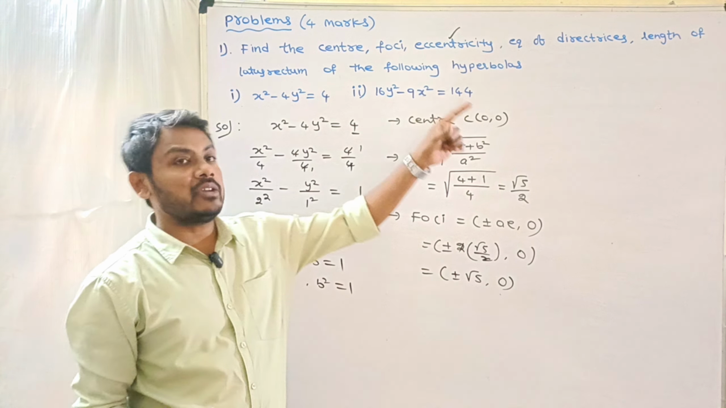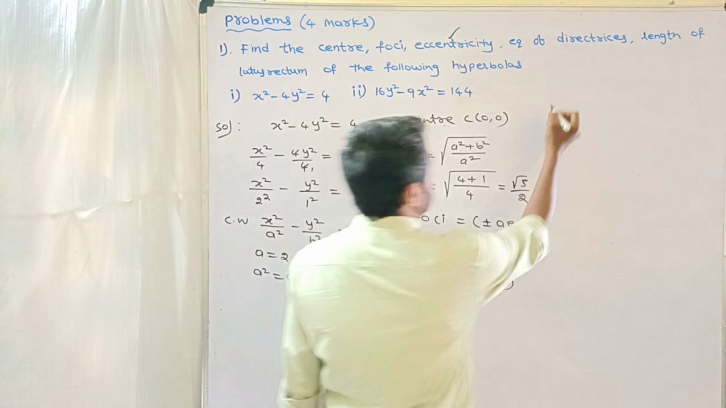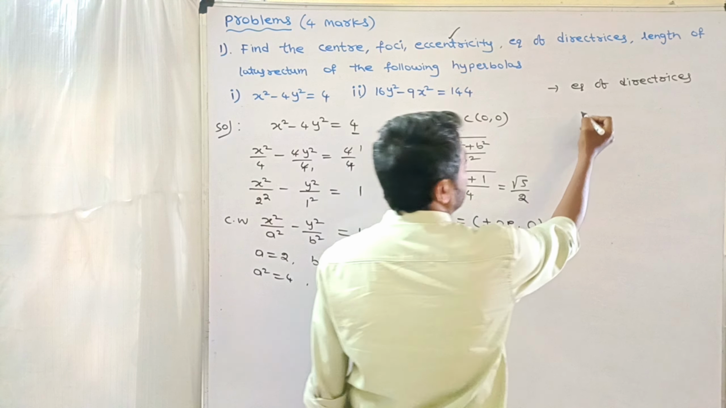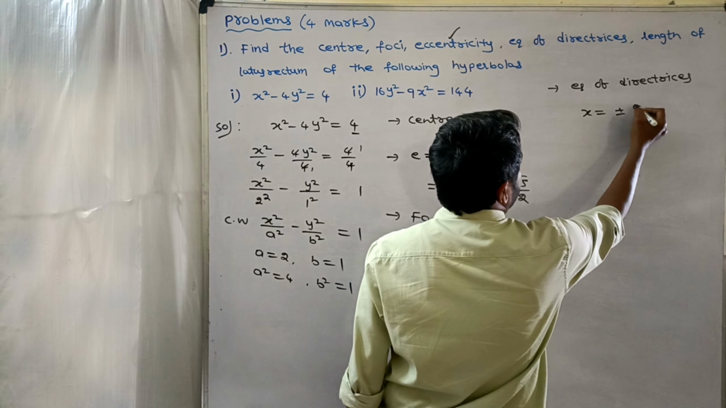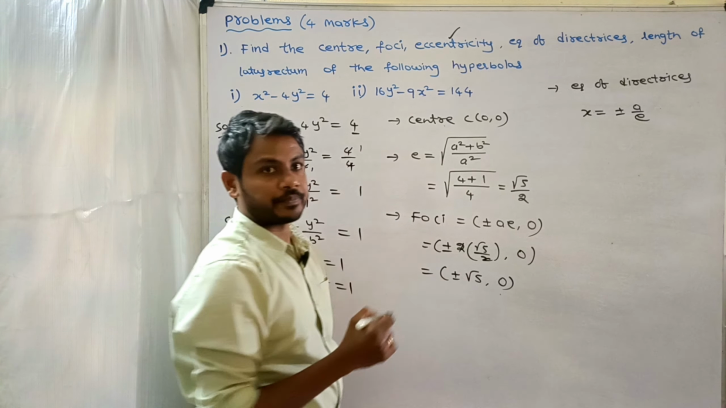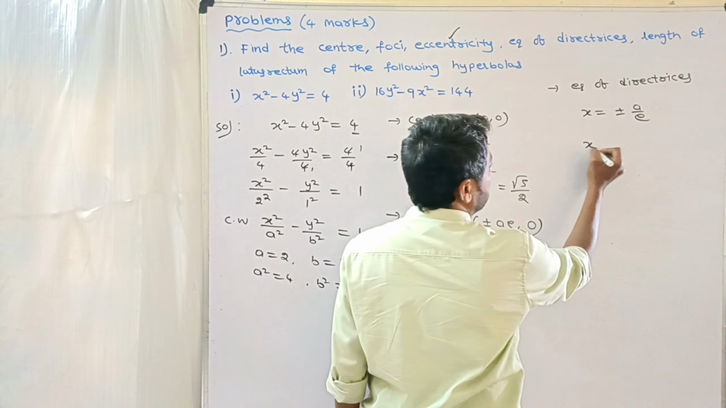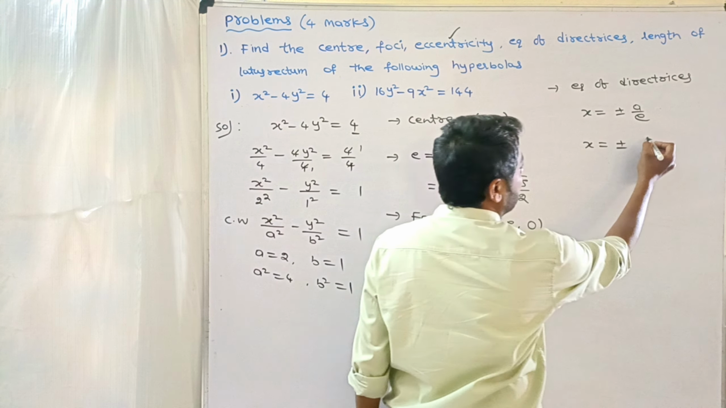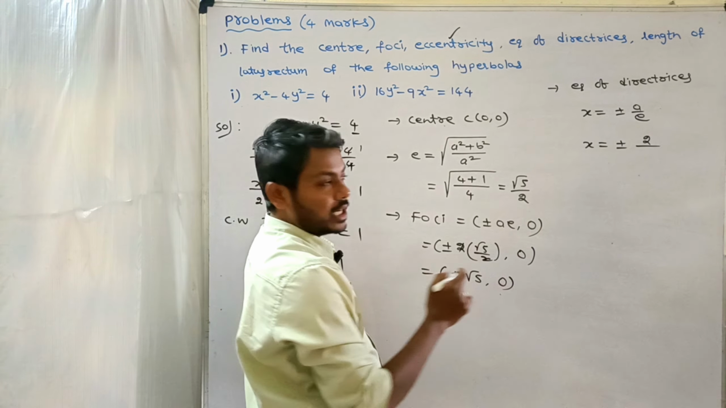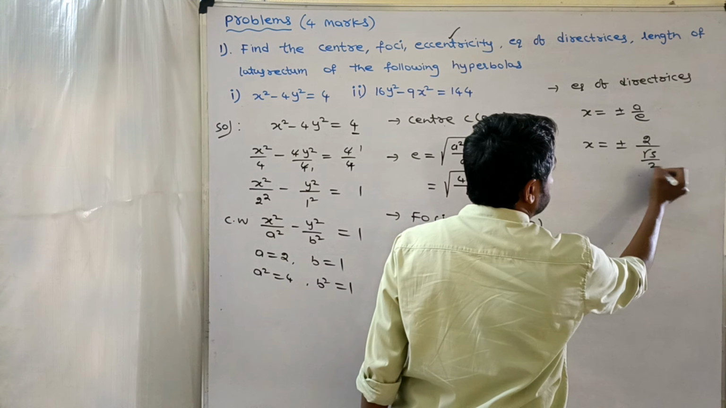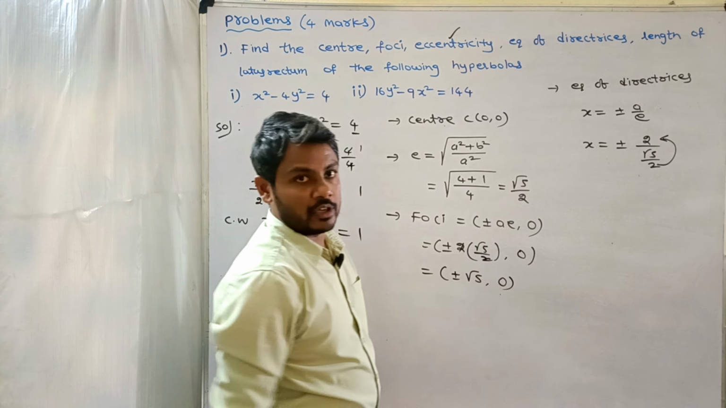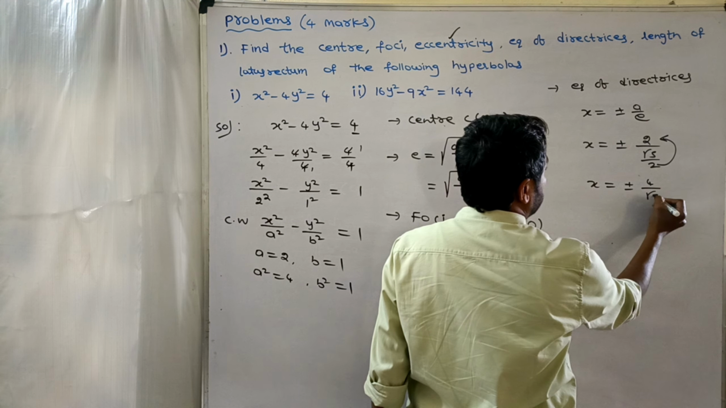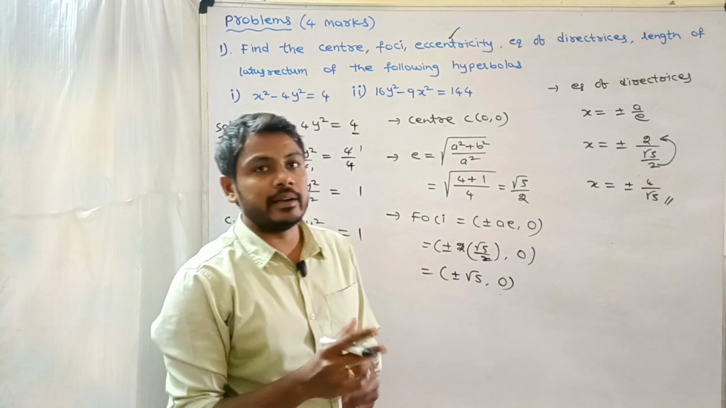So next you can find the equation of directrix. Here we know that the equation of directrix is x is equal to plus or minus a by e. Clearly x is equal to plus or minus, what is a value? 2. 2 divided by, what is e value? Root 5 by 2. Now this 2 goes to the numerator. This becomes x is equal to plus or minus 4 by root 5. So these are the equations of the directrix.